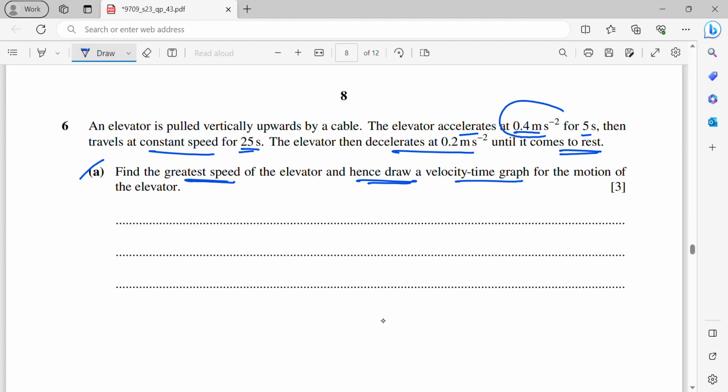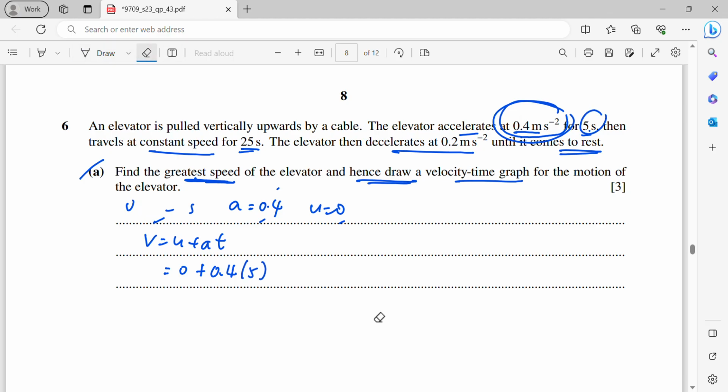Okay, since now you are given the acceleration, for t from 0 to 5 seconds, the acceleration is 0.4. So a equals 0.4, and we know that the elevator is pulled vertically upwards, means that u equals 0. Now from here, to get the v, since you have t, you have 0.4, you have 0, that means v equals u plus at. And then the v is unknown, the u is 0. A is 0.4, given here. The t is going to be 5, because for 5 seconds. Then from here, my v is going to be 2 meter per second.